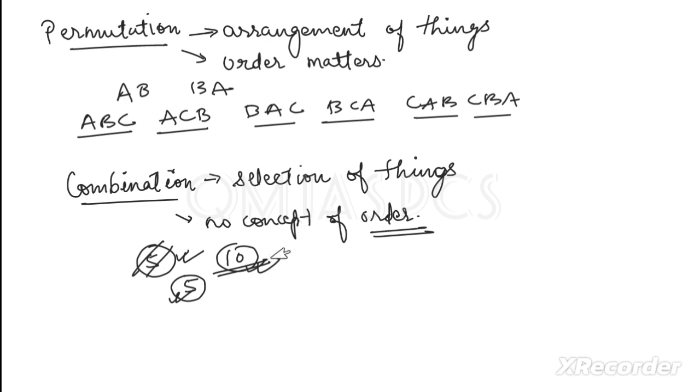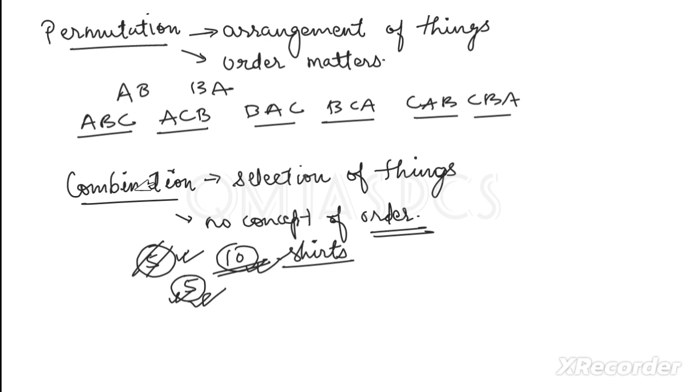Or you can say there are 10 shirts, and out of 10 we have to select 5 shirts. So we can select any 5 shirts. There should be no order. There is no compulsion of order. So in that type of problem, we simply select the things, and that is called combinations.